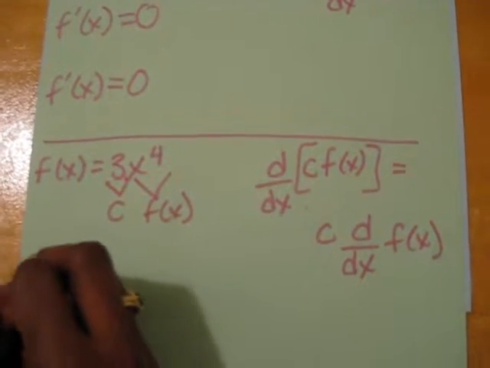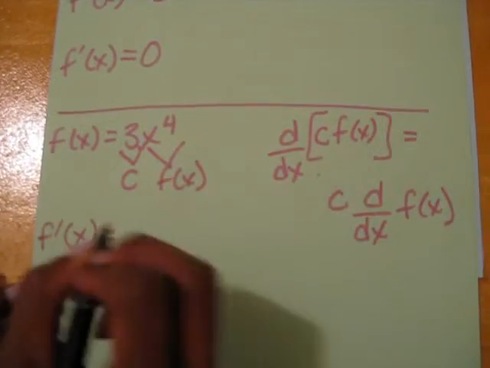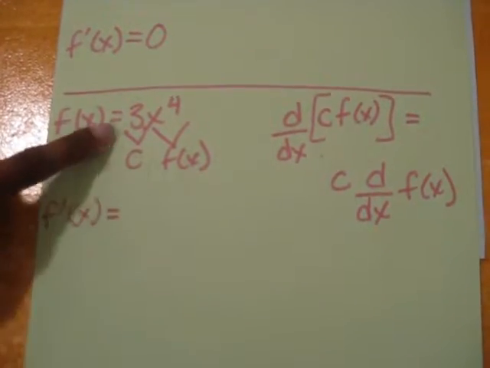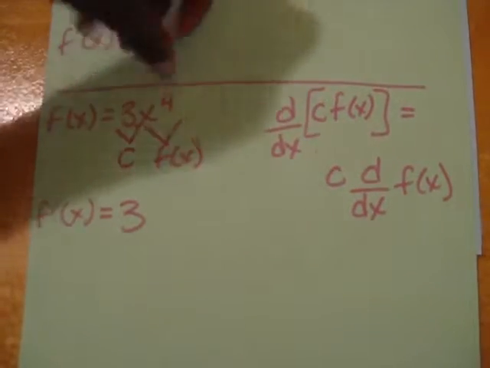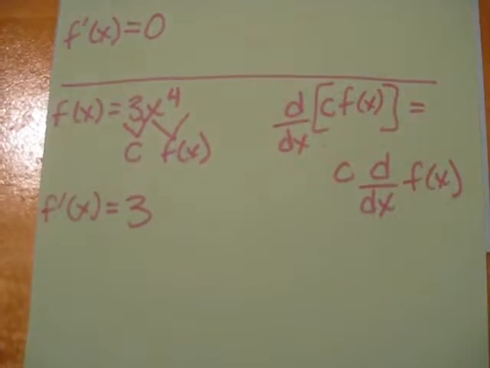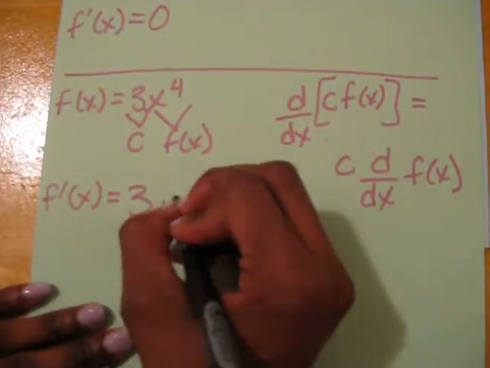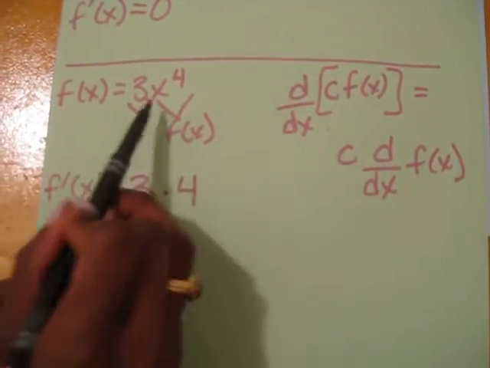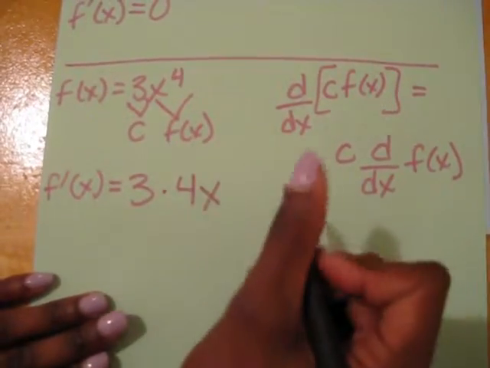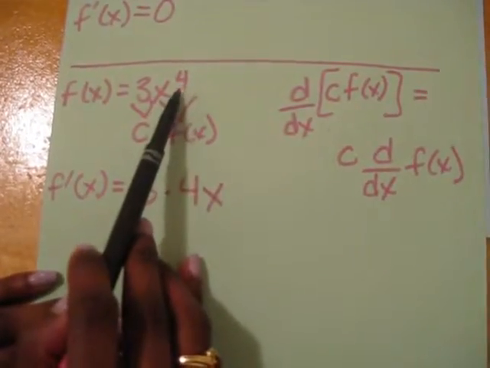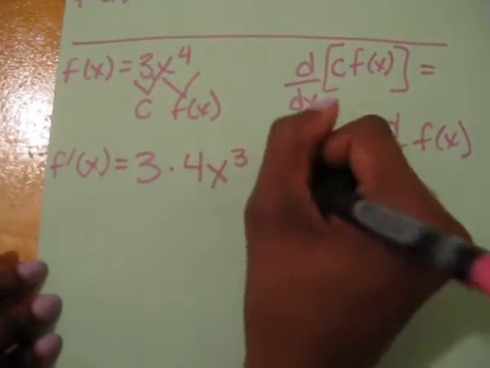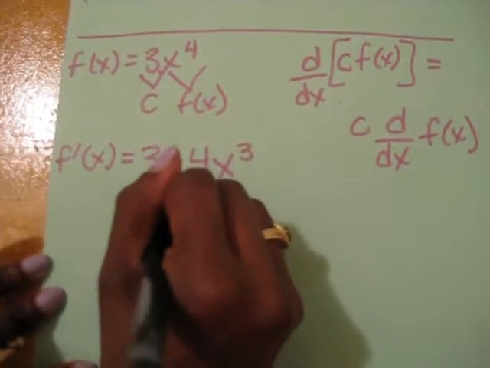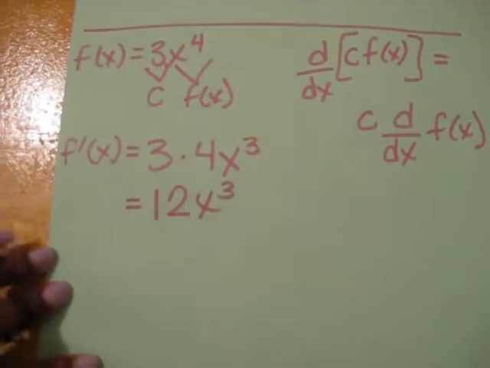Now the derivative of this, you put aside the constant, which is 3, and then derive the function. And for this, we'll use the power rule. You bring down the 4, leave the variable, and then do the exponent minus 1, which is 3. So our final answer is 12x to the third power. Let's write that in.